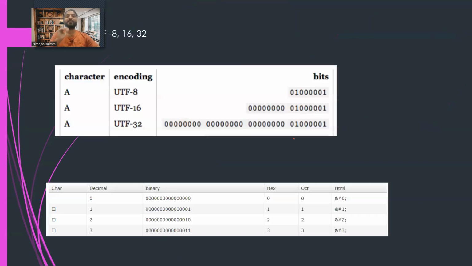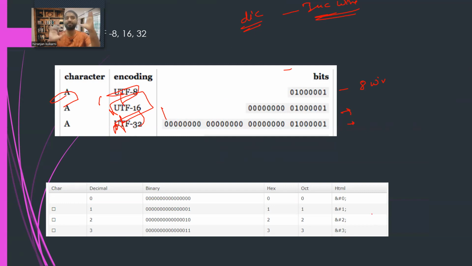So back to the basics, what we used to do, we can create a dictionary and increase the wire. So you can see over here there are different encodings for one character A. This is UTF-8 encoding. Everything is well written over here in this slide only. So UTF-8, UTF-16, and UTF-32. In UTF-8, we have 8 wires. In UTF-16, we have 16 wires, and in UTF-32, we have 32 wires. That's all it is. There is nothing like a mystery or something like that.